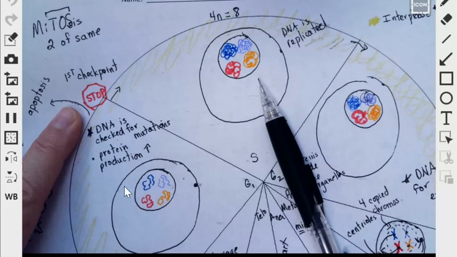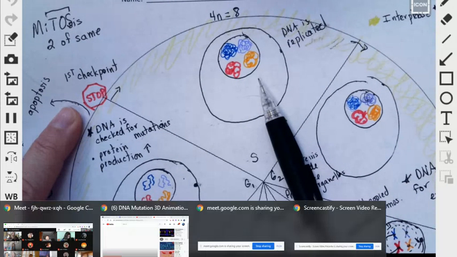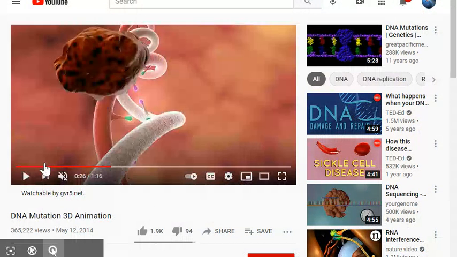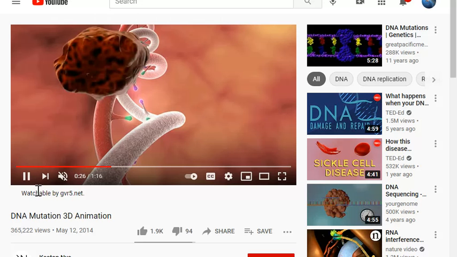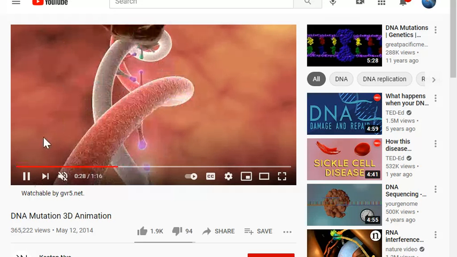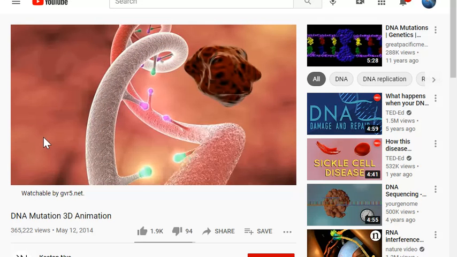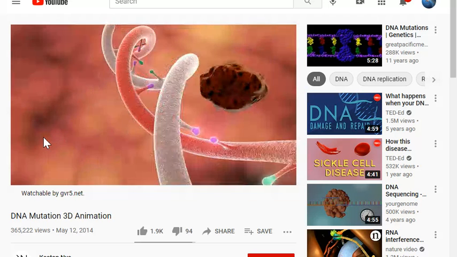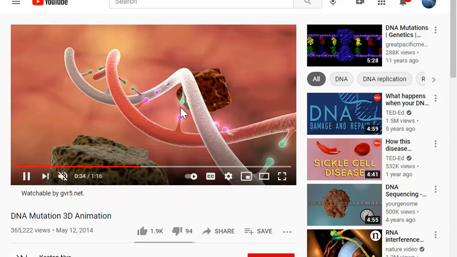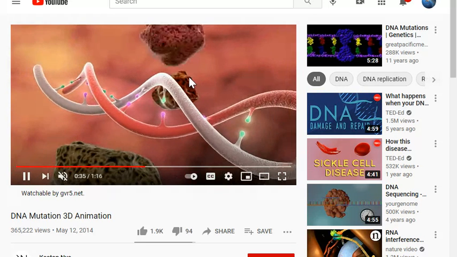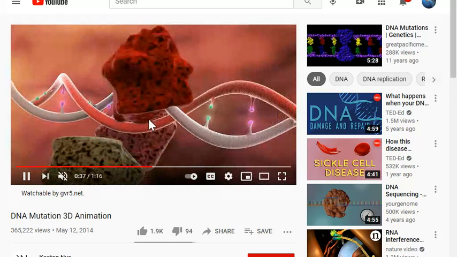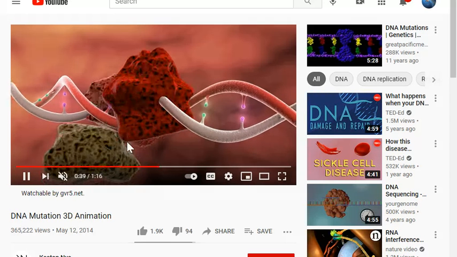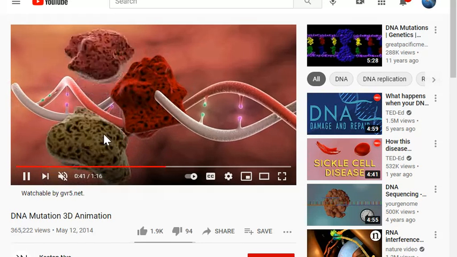Now, to get a visual of what that looks like, remember every job in a cell is done by a protein for the most part. And that's what this protein is doing. So you have proteins that will check the DNA for damage, for mismatched base pairs. Sometimes sections of DNA are completely missing. And when that protein finds something that's not right about the DNA, it'll bind to the DNA, and then it will activate other proteins to help repair it.